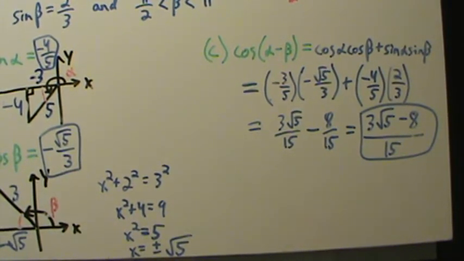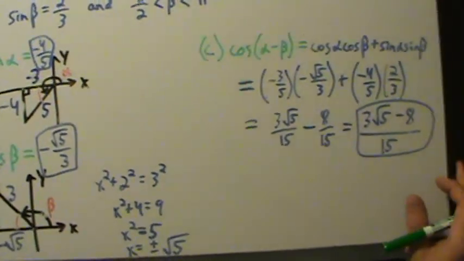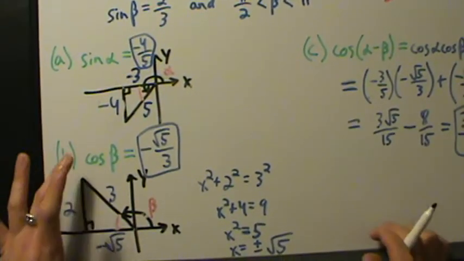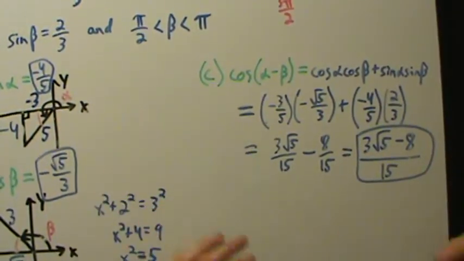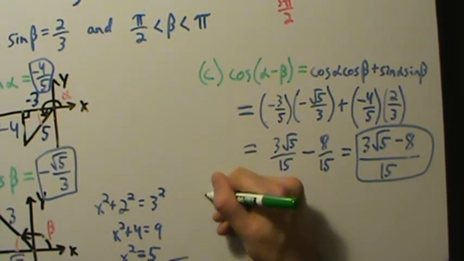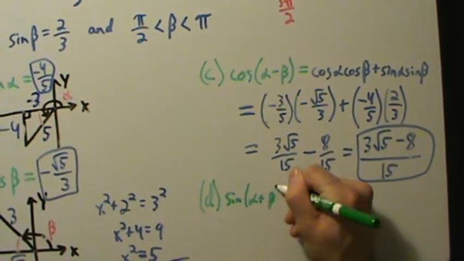So again, a little simpler than part A and part B, because in part A and part B we had to use reference triangles and worry about those little subtle details with what's positive, what's negative, things like that. But for part C, we're just plugging numbers into a formula. All right, so part D was sine of alpha plus beta.